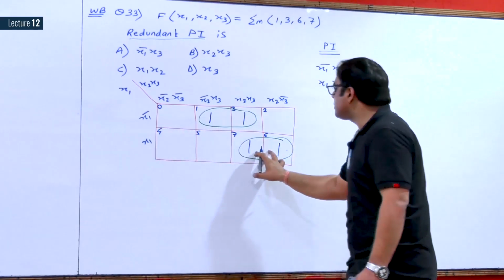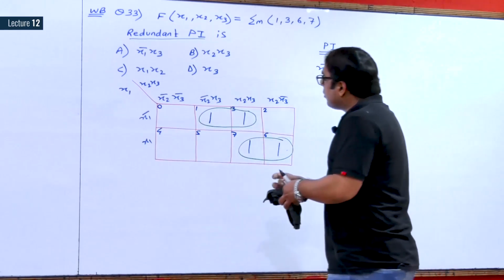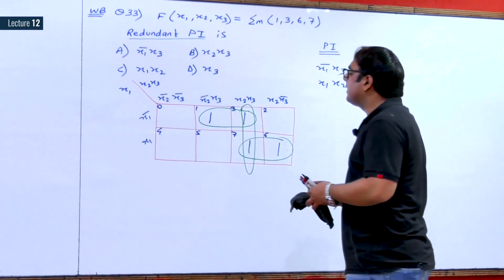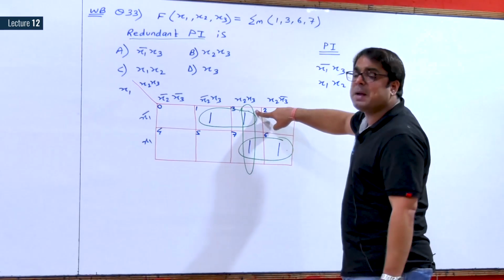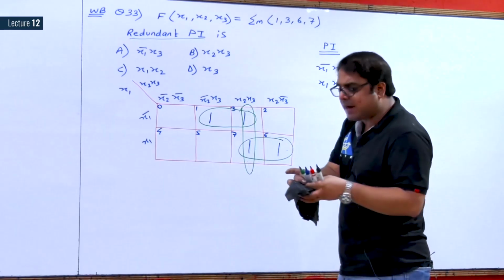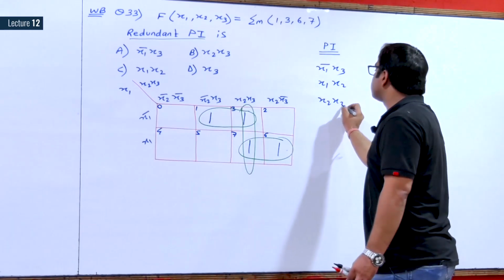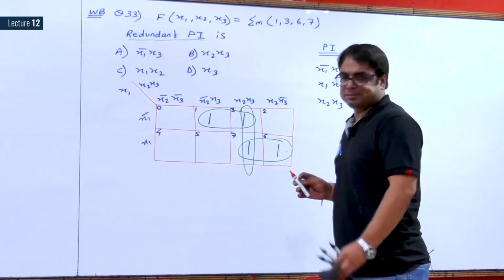x1 from this side, and x2 is common from this side. Now, this pair is also a best possible group as it is not part of a quad. So this will give me x2, x3.